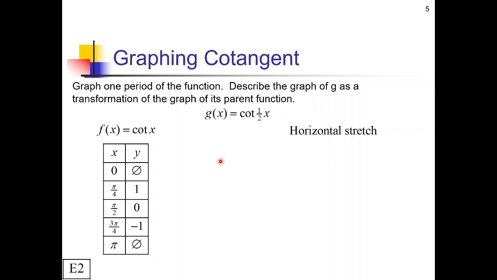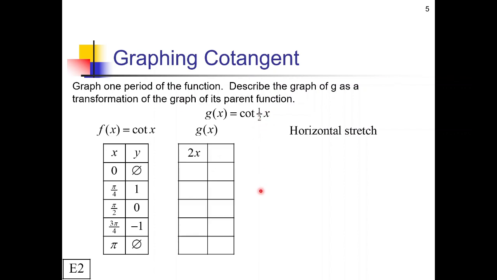And then the transformation. So since it's a horizontal stretch, we're going to be doing 2 times x. And there's nothing going on vertically. There's no outside multiplier.